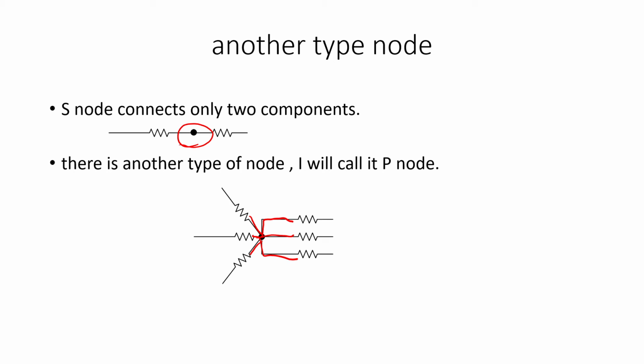The good news, we have only 2 types of nodes. S node that connects between 2 different elements. P node connects between more than 2 elements. So if the number of electrical components is more than 2, the node is a P node. If there are only 2, the node is an S node.